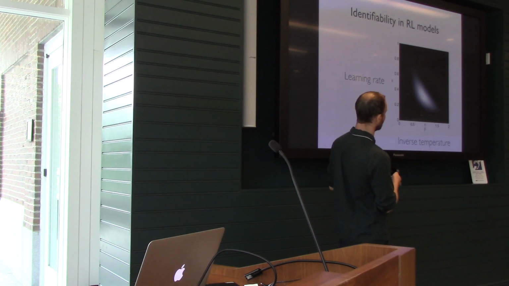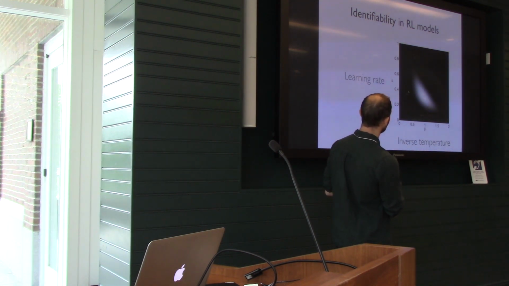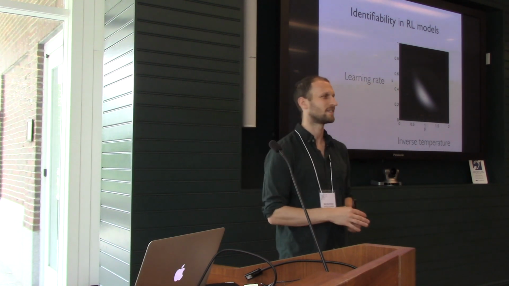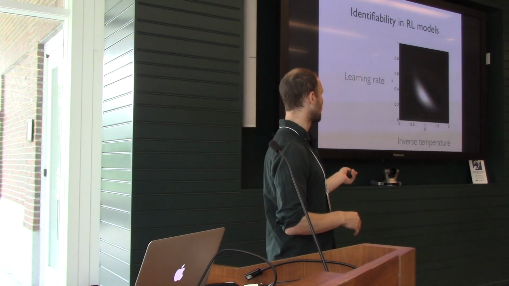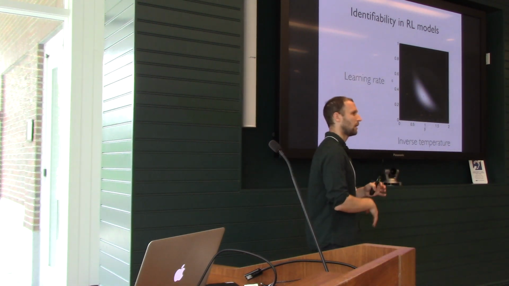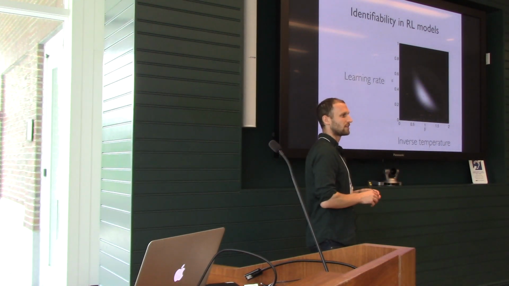You can take a simple reinforcement learning model and plot the likelihood surface as a function of the learning rate and the inverse temperature. Sorry for those of you for whom this terminology is unfamiliar, but I'm just going to explain the basic idea. Its application to a particular model is situation specific.